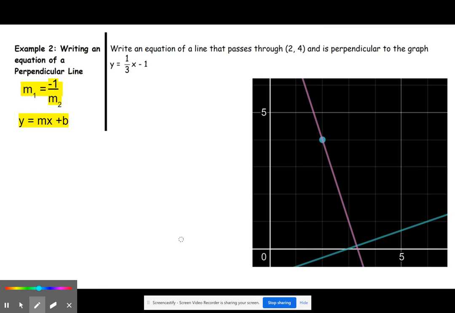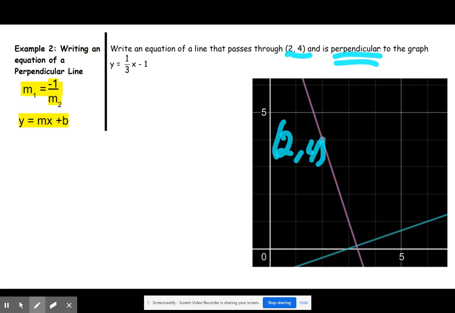All right, let's get back to perpendicular. For this example, I ask you to write an equation of a line that passes through 2, 4. That's this point right here, 2, 4. And is perpendicular. And you got to know the property for perpendicular to this graph right here, which is the light blue one that's indicated right there. So you got to know about the negative reciprocal.